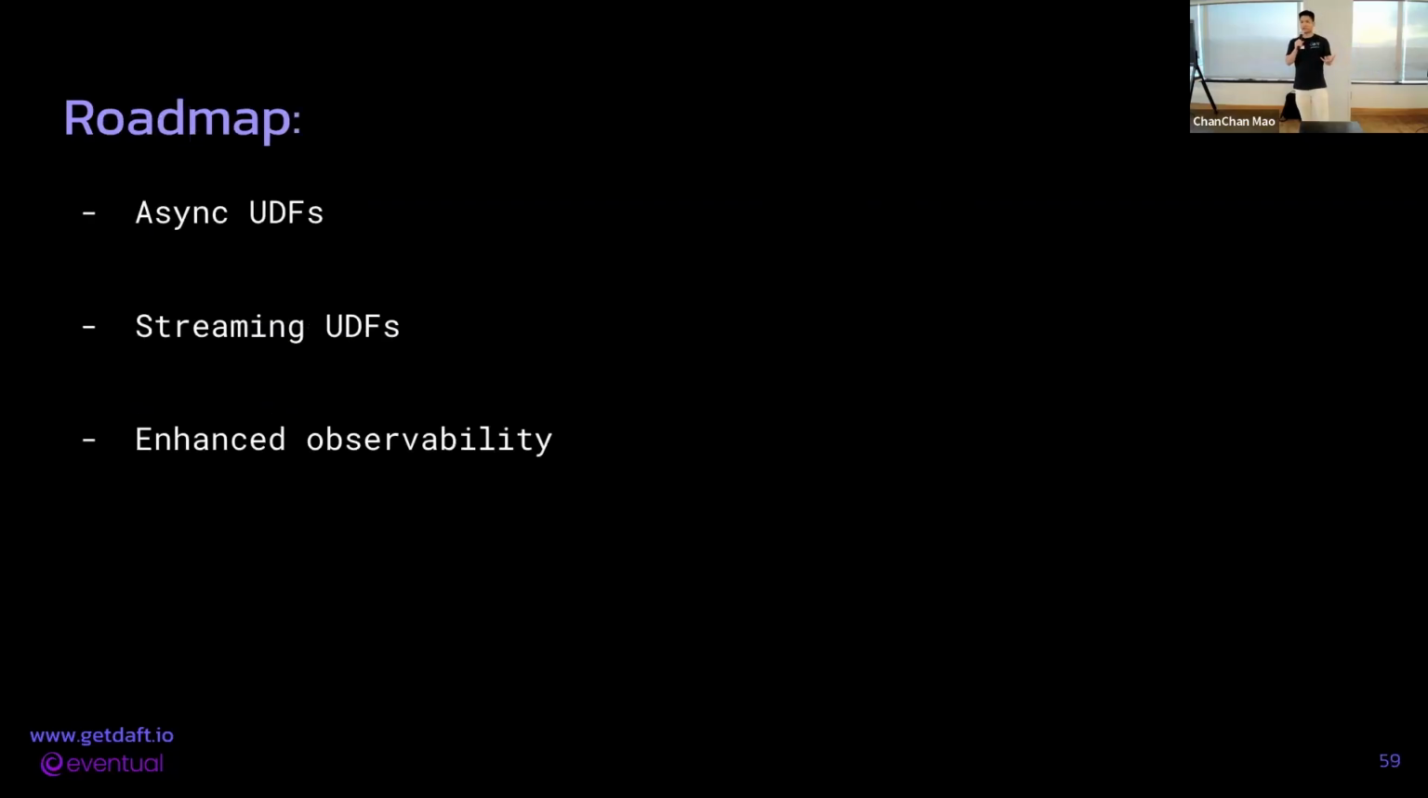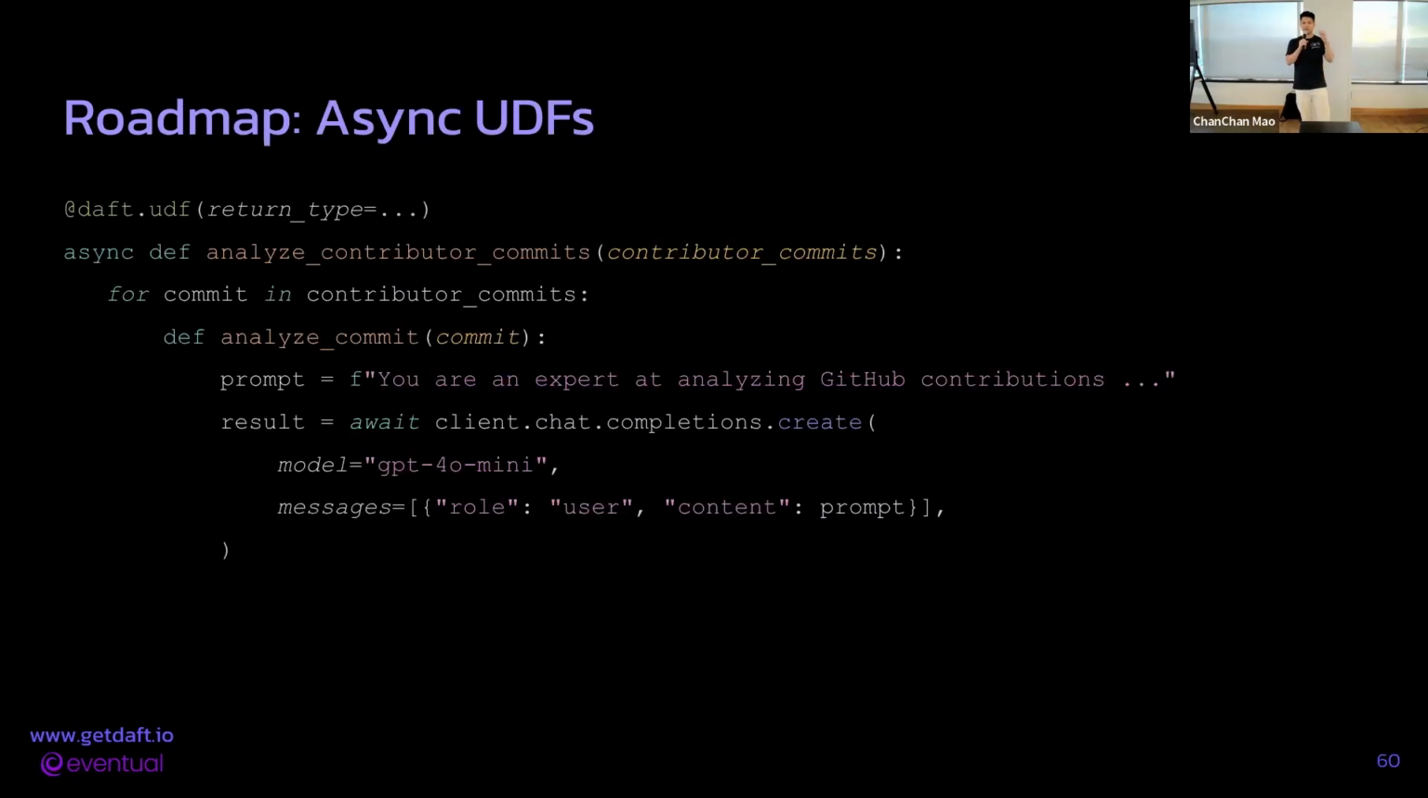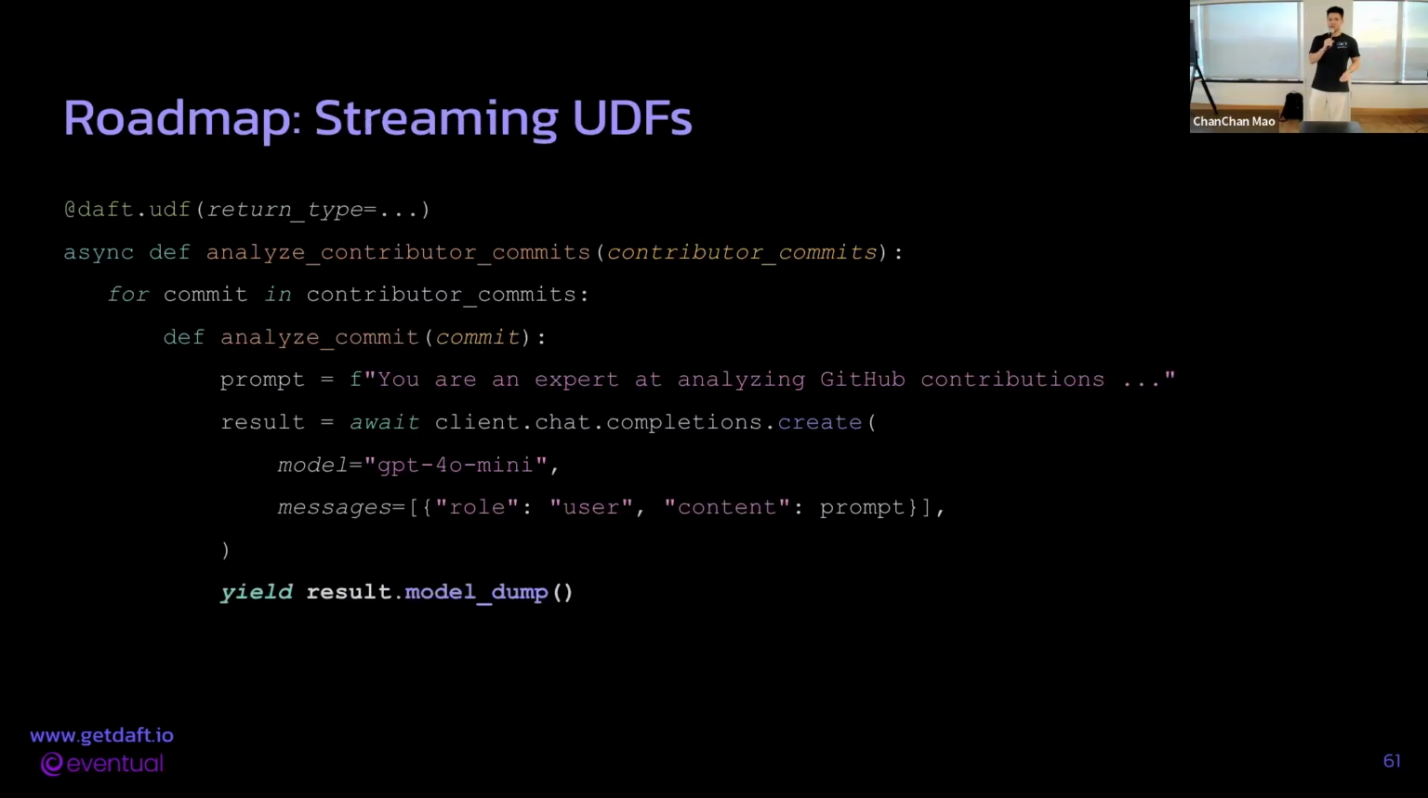So what are some learnings that we took away from this project? One, we recognize that we can actually make the inference experience on Daft a lot better. Next slide. Instead of spinning up our own Python event loop in the UDF, we can make the entire UDF async. This is going to improve performance and improve user experience.